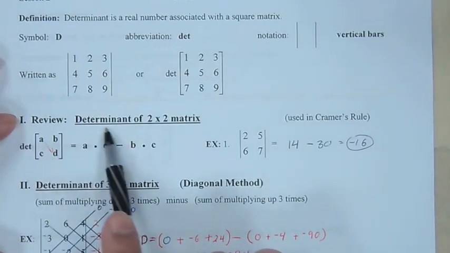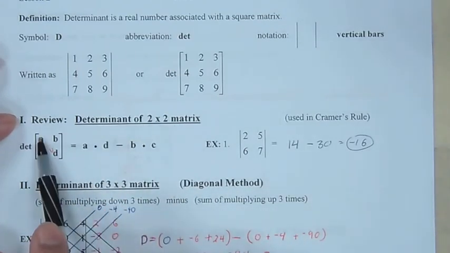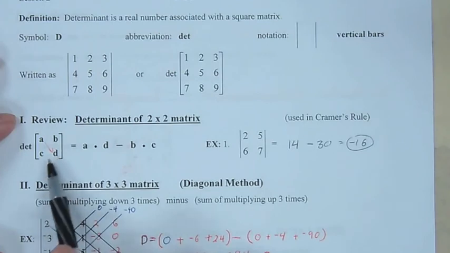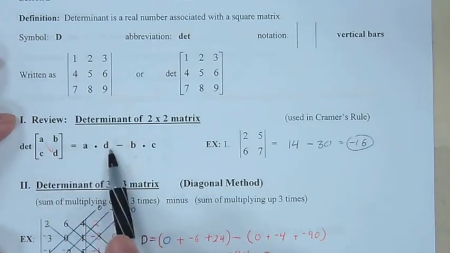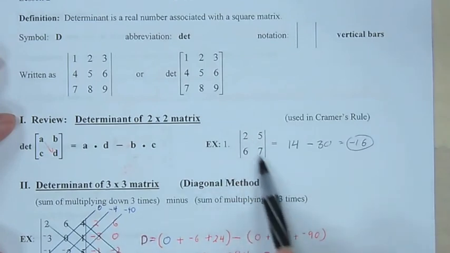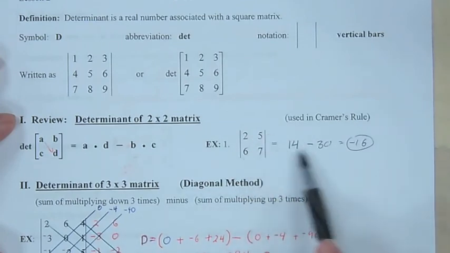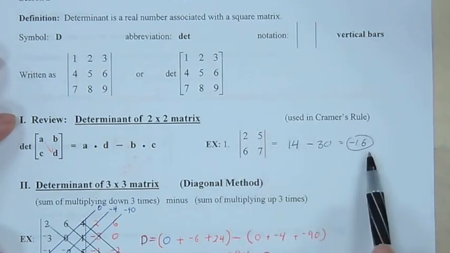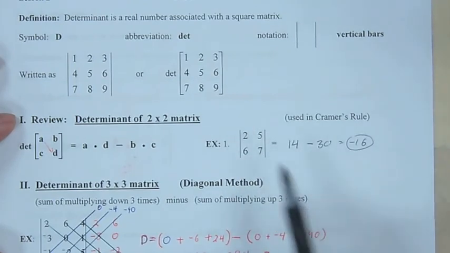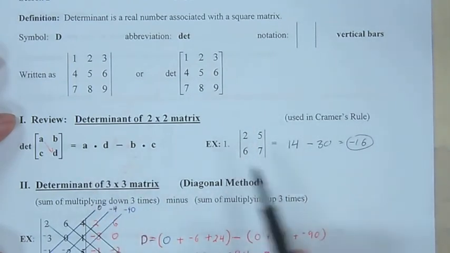To find the determinant of a matrix, we go diagonal down, A times D, minus diagonal up. So diagonal down, AD, minus diagonal up. All right, so diagonal down, 2 times 4, minus diagonal up, is 30. The determinant of this matrix is negative 16. It's pretty easy when you have a 2 by 2.